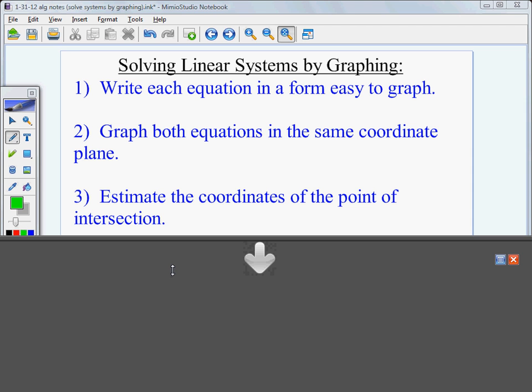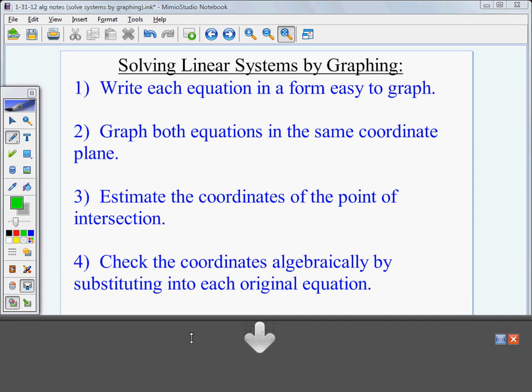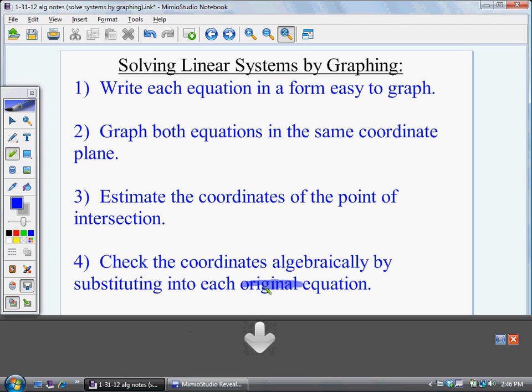When you're graphing, you always want to make sure you do this last step, which is check the coordinates algebraically by substituting into the original equation. The key here is the original. Let's change that to yellow. Now you want to use the original. If you had to rewrite it in slope-intercept form, don't use that, because maybe you made a mistake writing it. Always go back to the original equation to check.